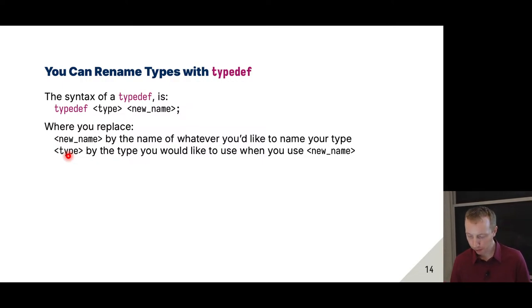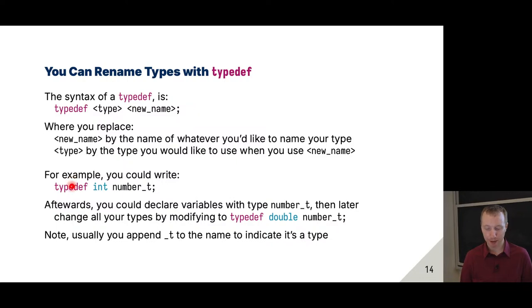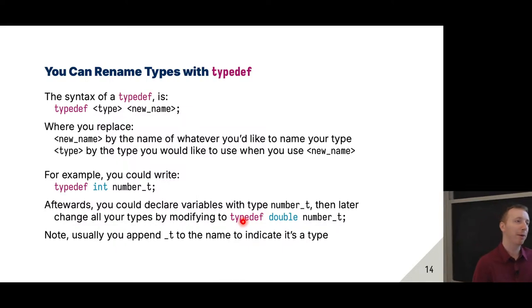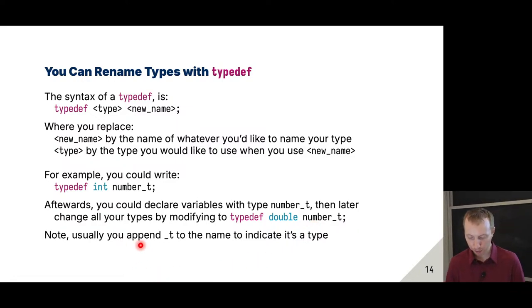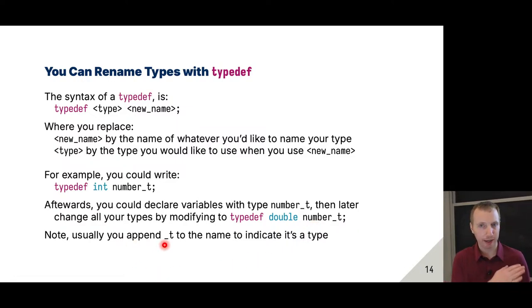So why would you want to do that? Well, for example, I could write something like typedef int number_t. Then afterwards, I can declare variables with the type number_t. And then if later I decided, well, I don't like integers anymore, every number in my program I want to be a double, I can just change the typedef to typedef double number_t, and suddenly my integers are now replaced by doubles, and I only have to change one thing. And note here, usually we append an underscore t to indicate that it's a type.